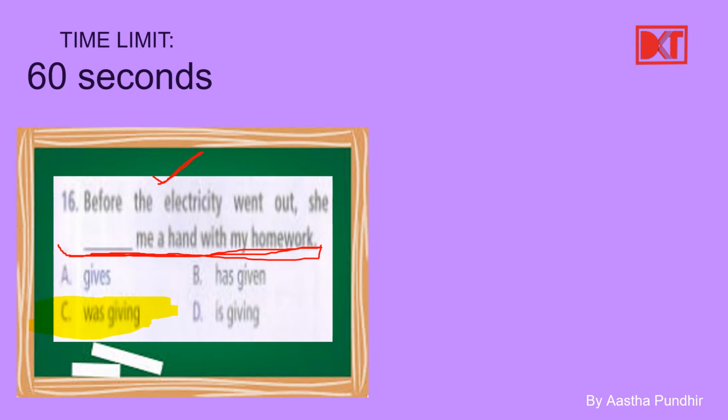So past continuous. Then you have the others. A, gives. This is simple present. B, has given. This is present perfect. And then we have D, is giving. This is present continuous. All right.